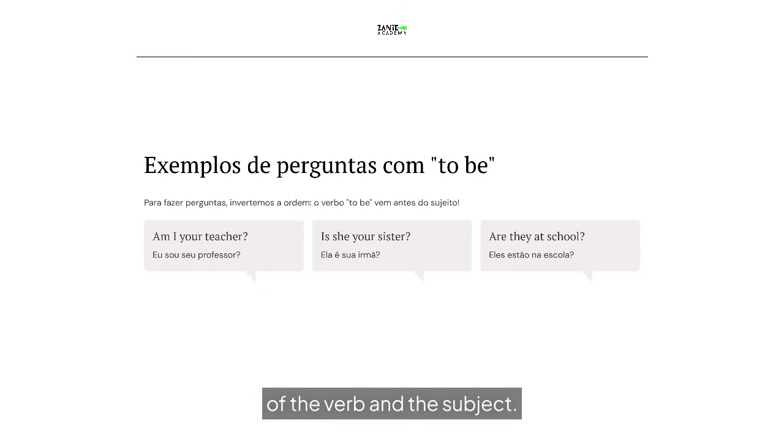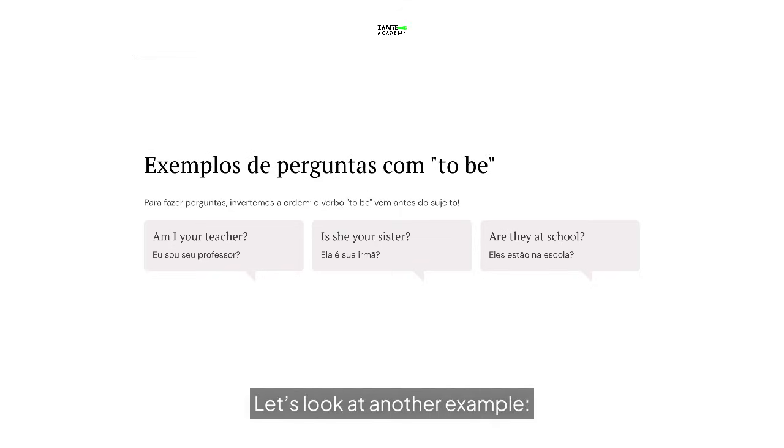the subject. This means that the verb comes first, followed by the subject. For example, instead of saying, you are my friend, if we want to ask if that's true, we say, are you my friend? This slight change in order completely transforms the sentence from a statement into a question.